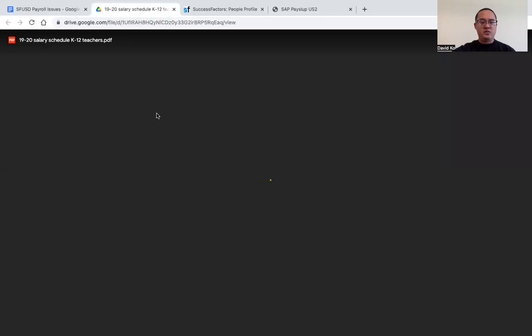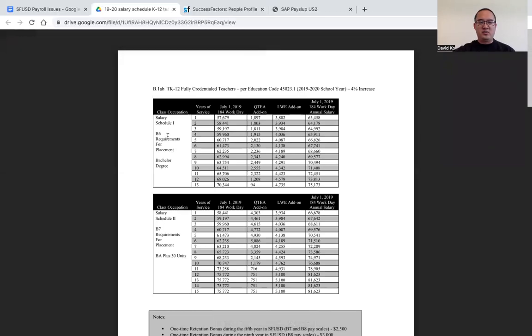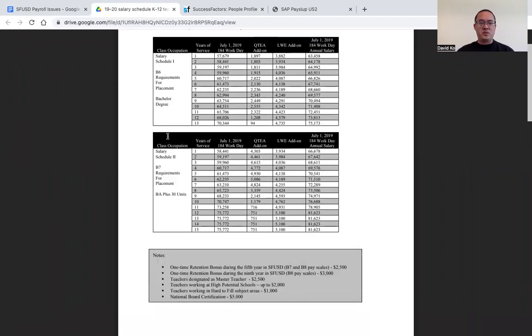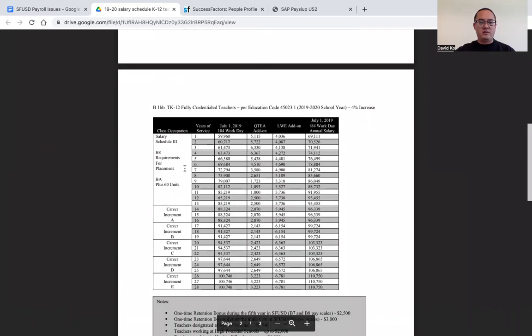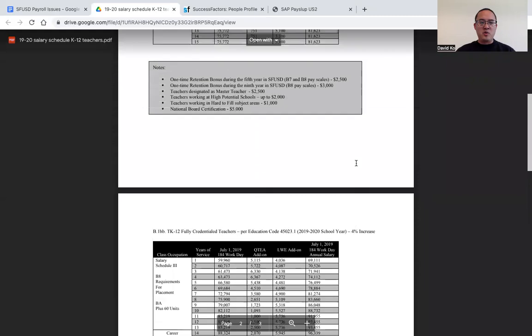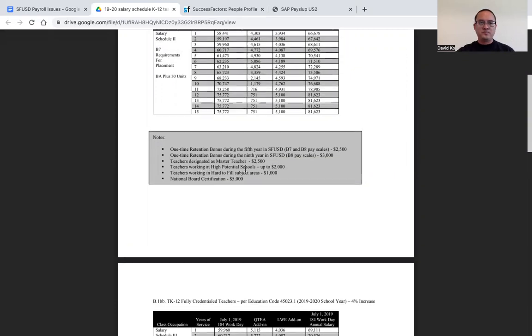As you can see, once the page loads, you have B6, which generally speaking, no one should be paid for because teaching credentials should put people on the B7 schedule for plus 30, or else B8 for having bachelor's plus 60 units. There's a whole bunch of really confusing and complicated numbers. We'll come back to those in a moment, but note that there's information down here at the bottom about retention bonuses that are given in the 5th and 9th years, money for master teacher, high potential schools, hard to fill subject areas, and national board certification.